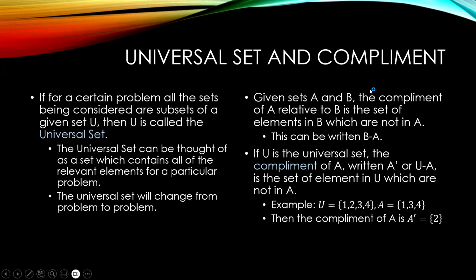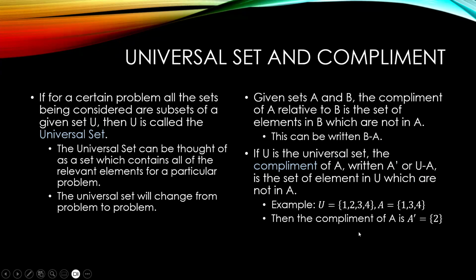Given sets A and B, the complement of A relative to B is the set of elements in B which are not in A. Often this will be written B minus A. And so essentially we're just taking the elements in A and removing them from B. If U is the universal set, then the complement of A, written A prime, or U minus A, is the set of elements in U which are not in A.